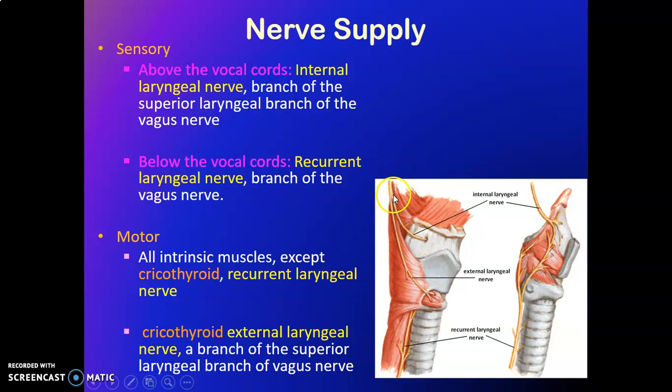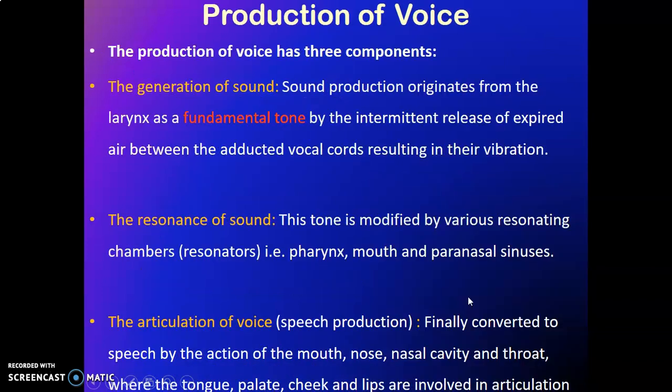So the vagus gives two branches to the larynx. Superior laryngeal, that divides into internal laryngeal and external. Internal laryngeal is sensory to the mucosa above the vocal cords, and external laryngeal provides motor to the cricothyroid muscle. Recurrent laryngeal supplies sensory to the mucosa below the vocal cords and motor to all intrinsic muscles of the larynx except cricothyroid, which is supplied by the external laryngeal nerve. So I hope that is clear. You can go back and listen to what I've just said so that you get it very clearly, and that's how you're supposed to describe the nerve supply to the larynx.